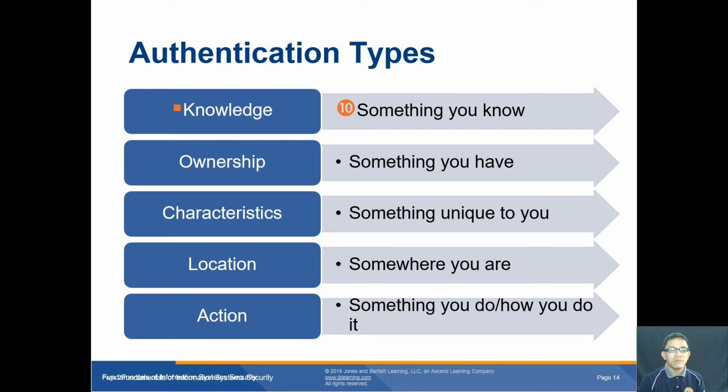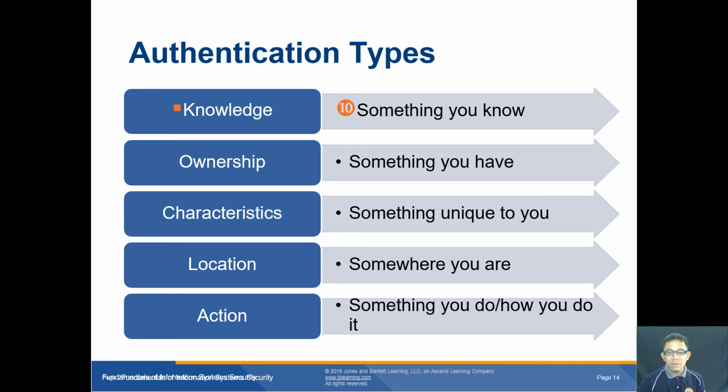First, we have the knowledge. Something you know, such as a password, passphrase, or personal identification number, or PINs. The ownership, something you have, such as the smart card, the key, a badge, or a token, USB tokens. Characteristics, some attribute that is unique to you, such as your fingerprints, retina, or your signature. Since the characteristics involved are often physical, this type of authentication is sometimes defined as something that you are.